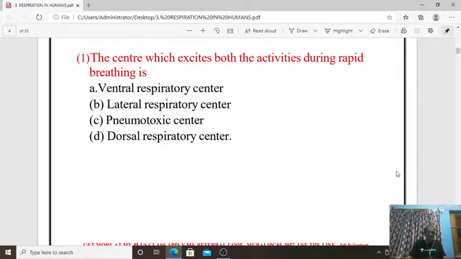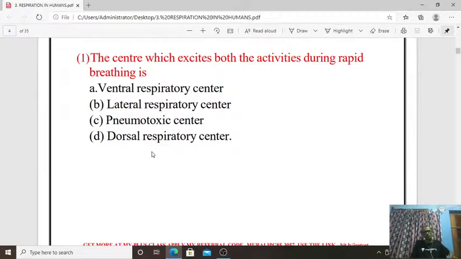So first question, the center which excites both the activities during rapid breathing is which one? Excitation of the particular center during the activity of rapid breathing or fast breathing. In our brain there are different centers pertaining to different functions. So which is the center going to have the excitation during rapid or fast breathing? The options are: ventral respiratory center, lateral respiratory center, pneumotaxic center and dorsal respiratory center.